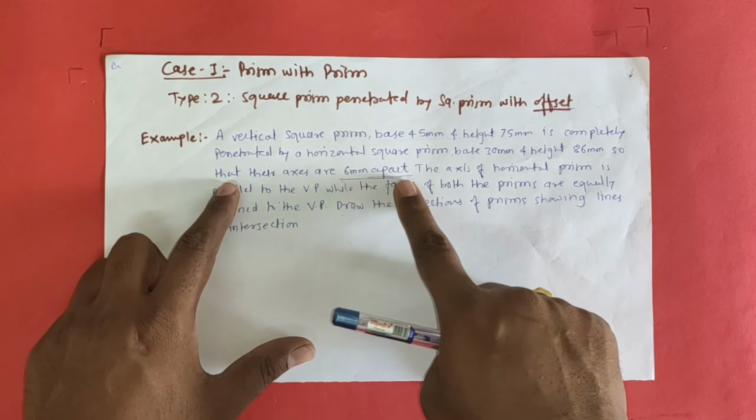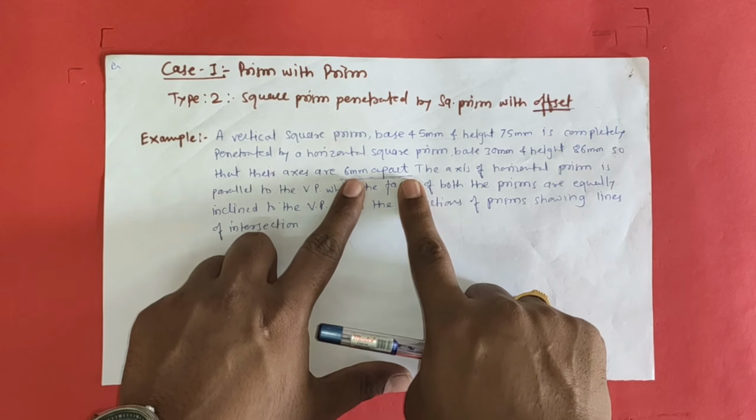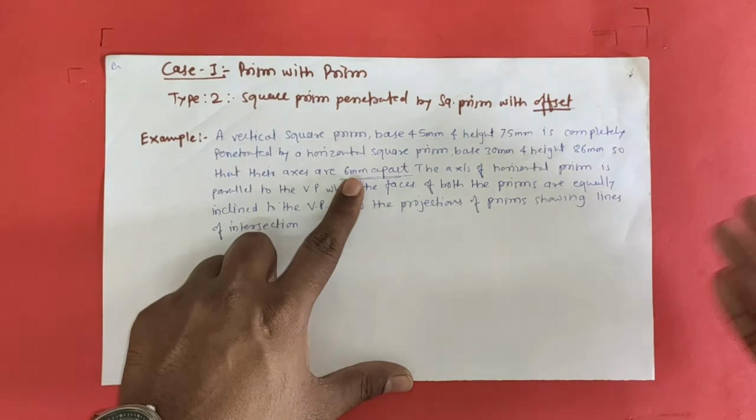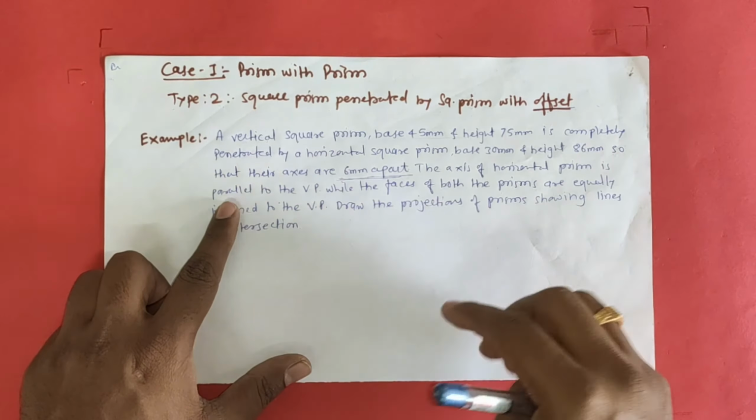So that their axes are 6 mm apart. So see, this is the offset given. The offset is 6 mm. You can take it to the right side or left side. Nothing is given, you can take either. I will take it to the right side.